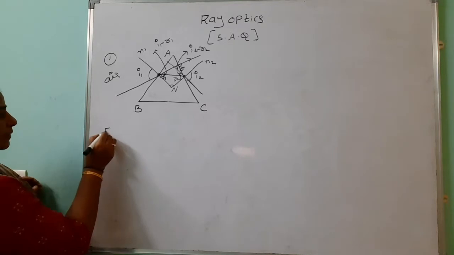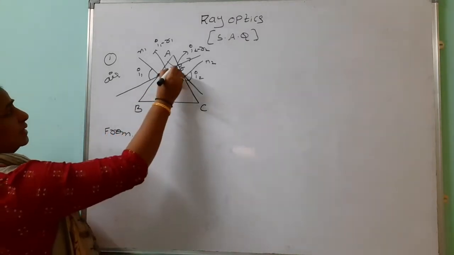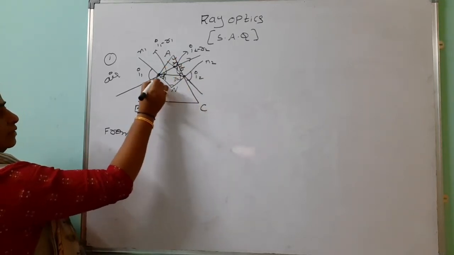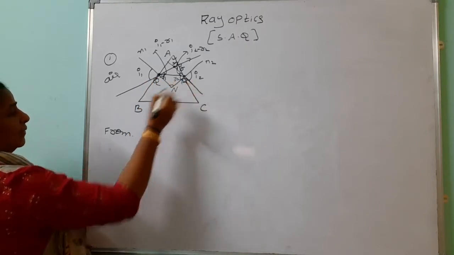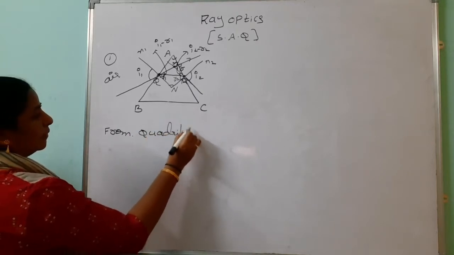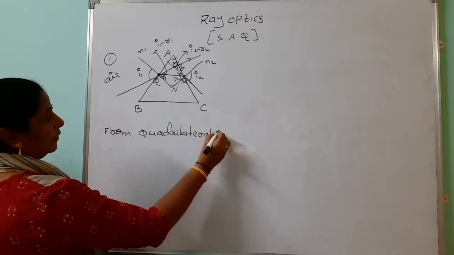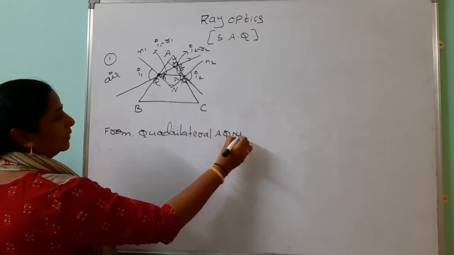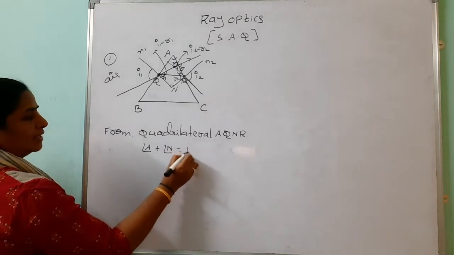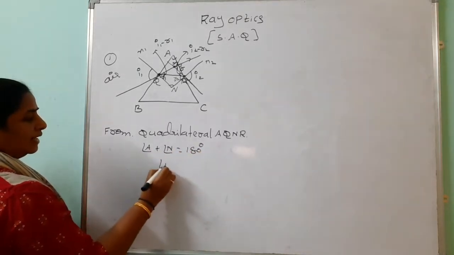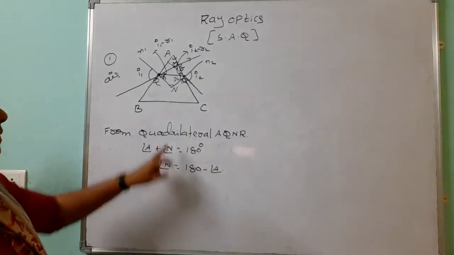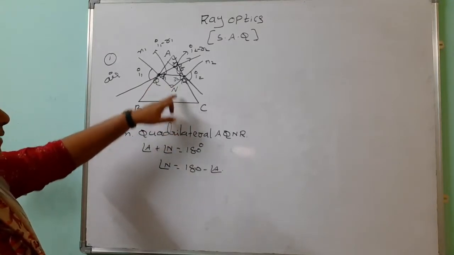Look here, from the prism, this is M. The angle of the prism is A. And this is the point Q, and this is R. From quadrilateral A, Q, N, R, we can write A plus N equals 180 degrees. From this we can write N equals 180 minus A. Here A is the angle of the prism and the angle here is represented by N.